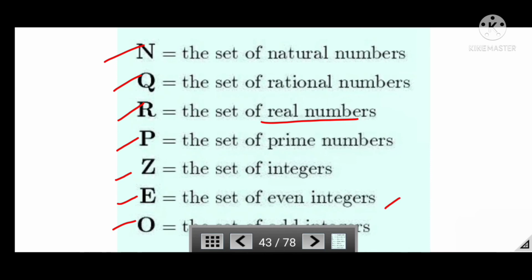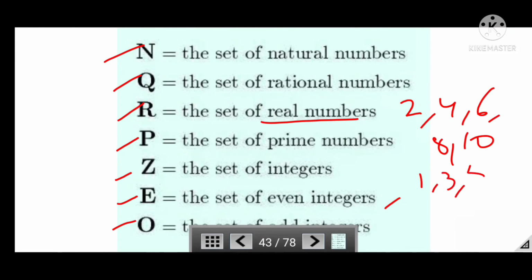Now the set of even integers. Even integers are 2, 4, 6, 8, 10, the numbers which are divisible by 2. Next, O means the set of odd numbers, and odd numbers are 1, 3, 5, 7, 9, the numbers which are not divisible by 2.